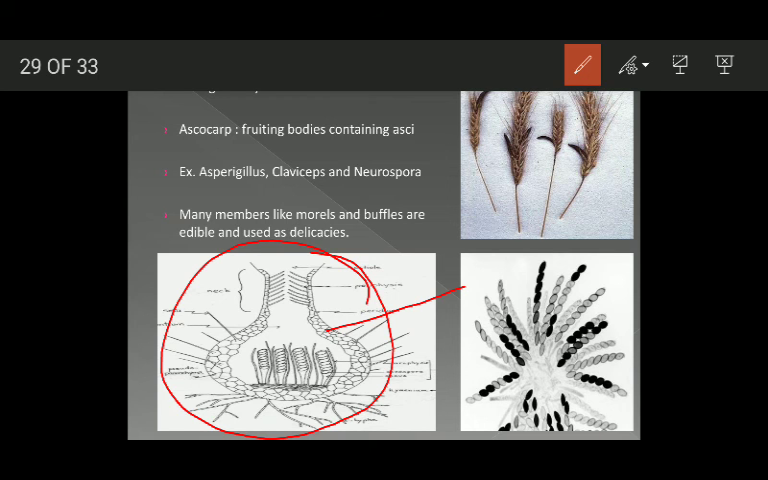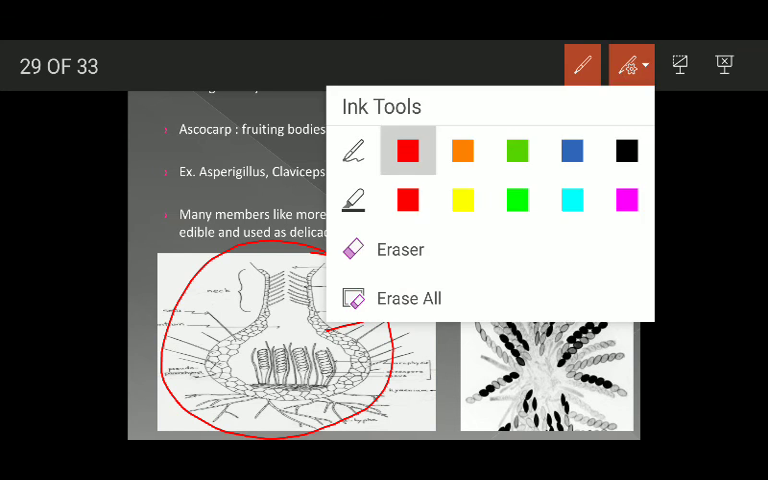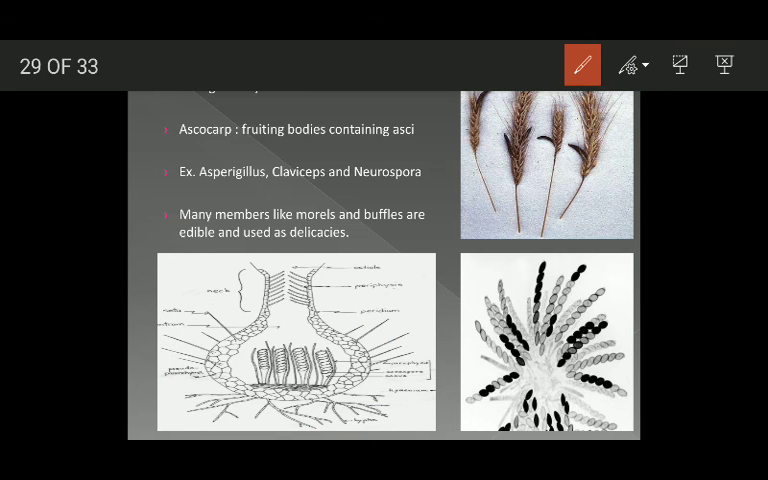Now the examples of fungi representing Ascomycetes. We have many examples, but here we will just quote a few. The first one is Aspergillus. Then we have Claviceps and Neurospora. These are some representatives of Ascomycetes. Many members, like morels and truffles, are edible and are used as delicacies. So these members, morels and truffles, which belong to Ascomycetes, are edible and used as delicacies.